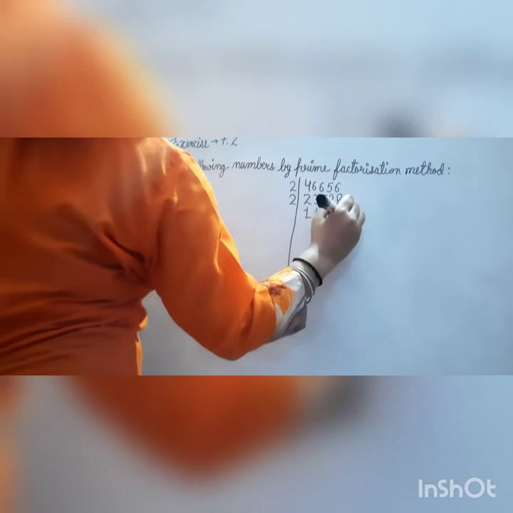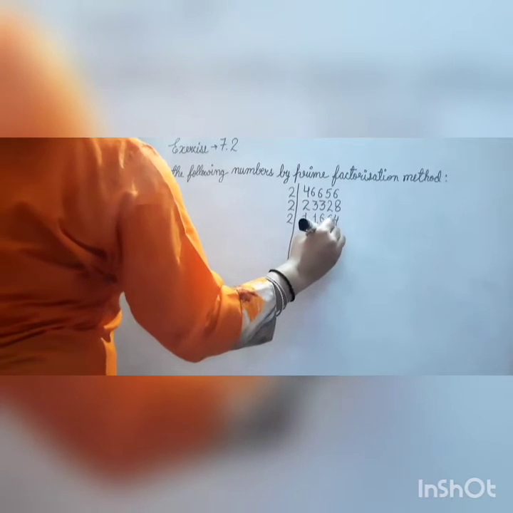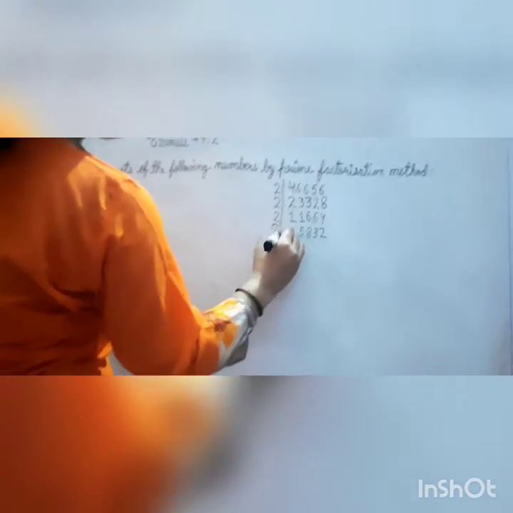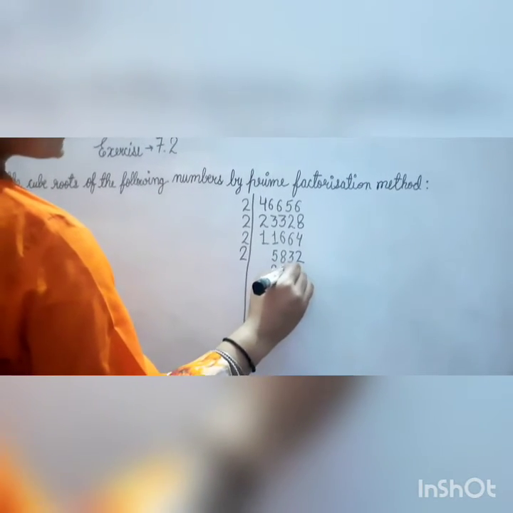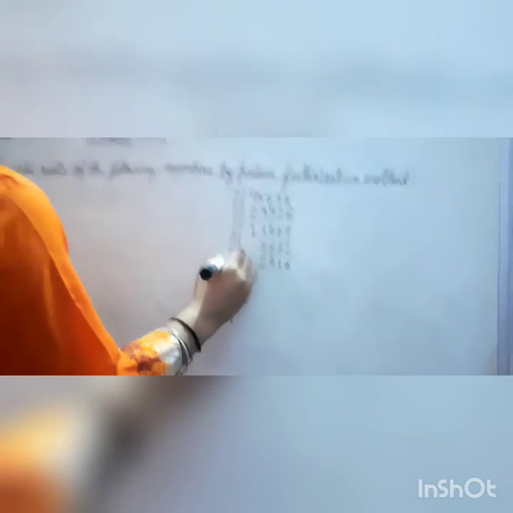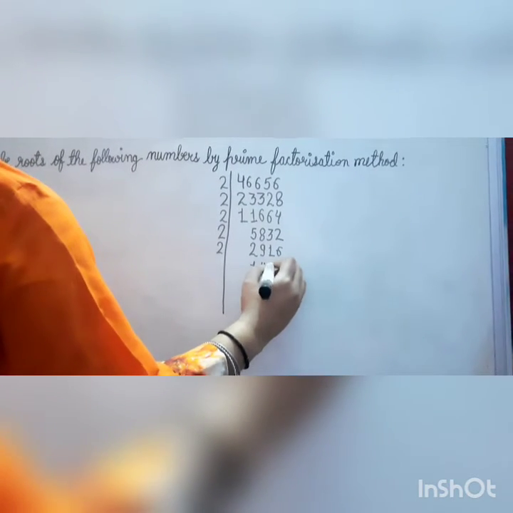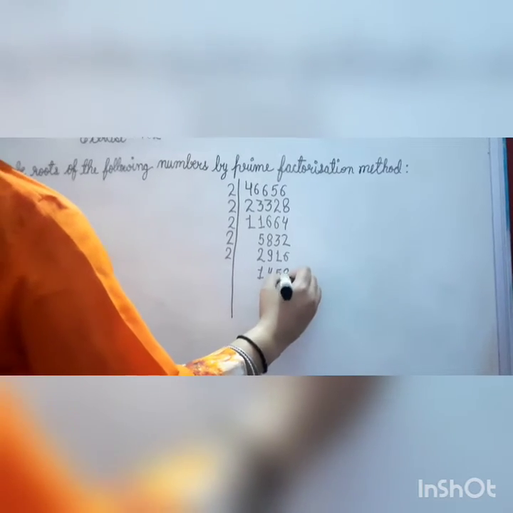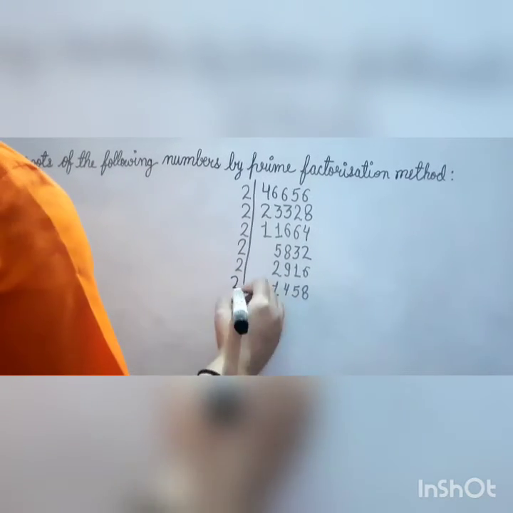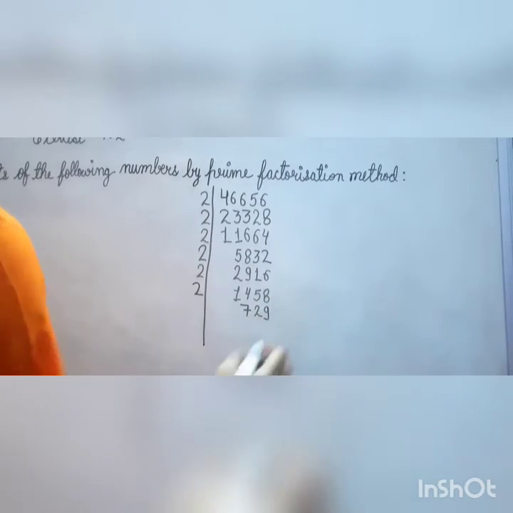2 sixes are 12. 2 fours are 8. Again 2. 2 fives are 10. 2 eights are 16. 2 threes are 6. 2 twos are 4. Again 2. 2 twos are 4. 2 nines are 18, 2 ones are 2, 2 sixes are 12. Again 2, 2 ones are 2, 2 fours are 8, 2 fives are 10, 2 eights are 16. Again 2, 2 sevens are 14, 2 twos are 4, 2 nines are 18.